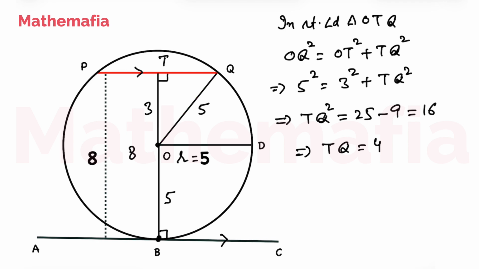Now we also know that T is the midpoint of PQ. This means TQ and PT are equal because OT bisects the chord. So this implies PQ is 2 times TQ, which will be equal to 2 times 4, that is 8 is the answer.